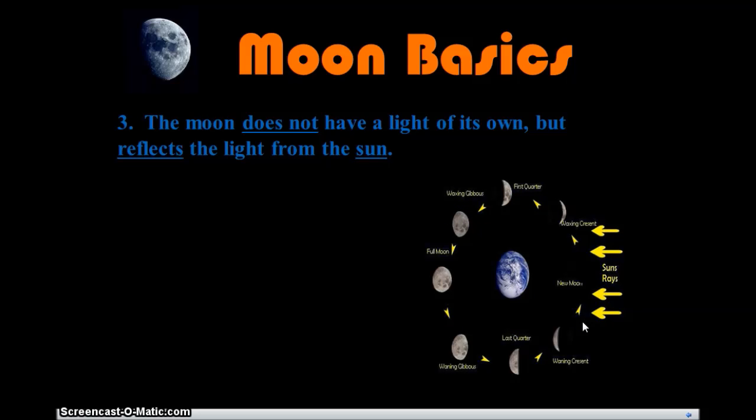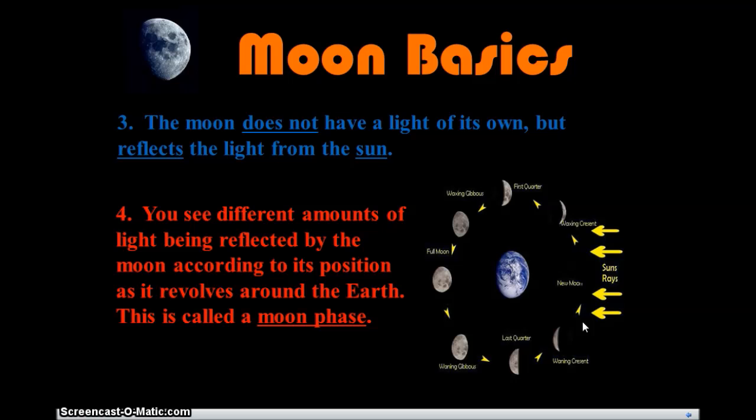The moon does not produce its own light, but the light that we see from the moon is actually just reflected light from the sun. The moon's surface is very much like a mirror. It reflects sunlight. So when we see light from the moon, it's not light that the moon is producing, but light that the moon is reflecting.